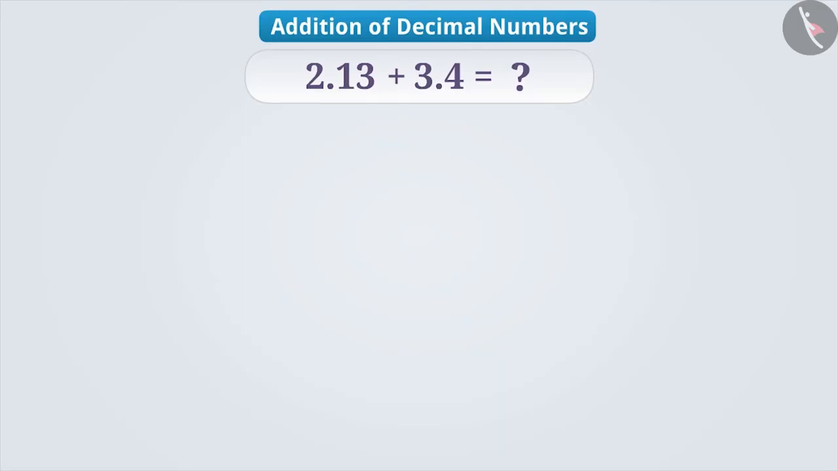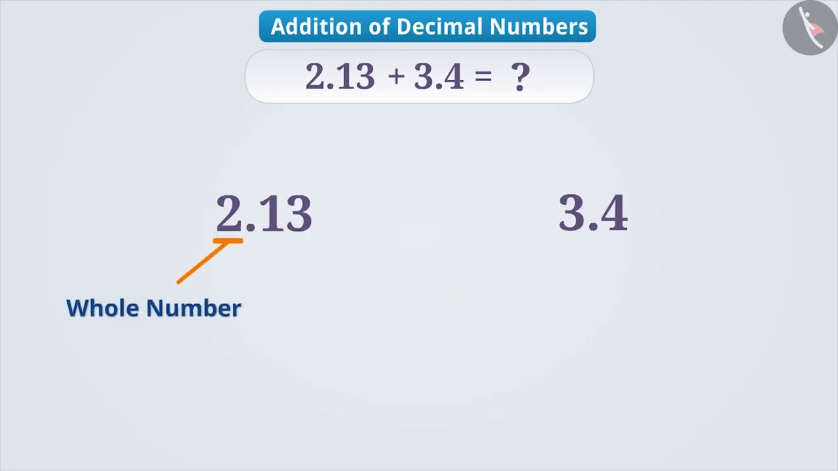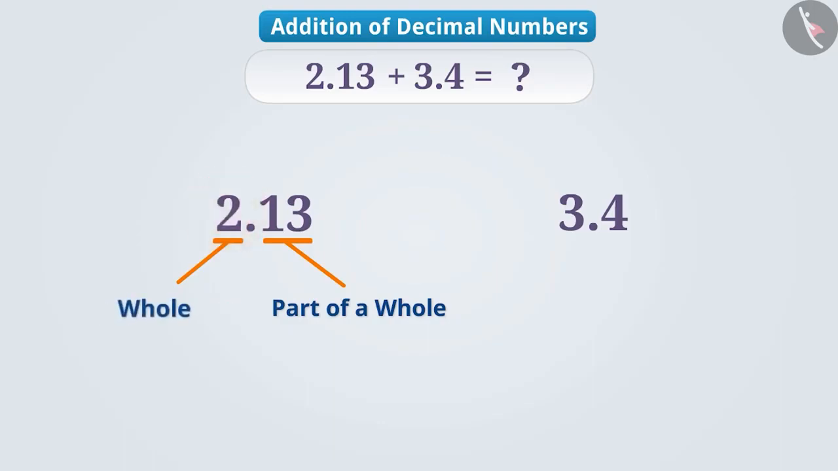Let's solve this. You must be knowing that in any decimal number, the whole number is to the left side of the decimal point and part of a whole is written to the right side of the decimal point. In 2.13, 2 is a whole number and 13 is hundredths. Similarly, in 3.4, 3 is whole and 4 is tenths.